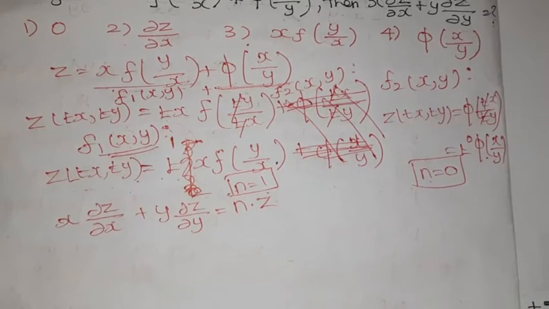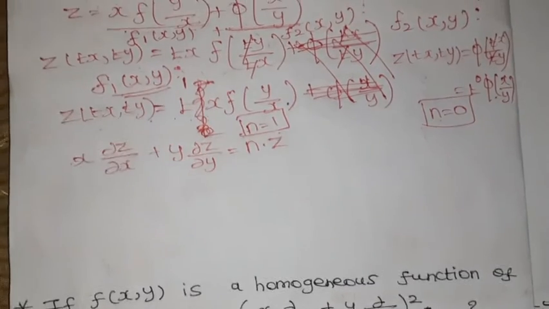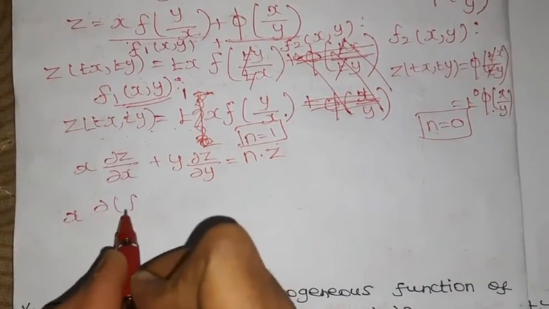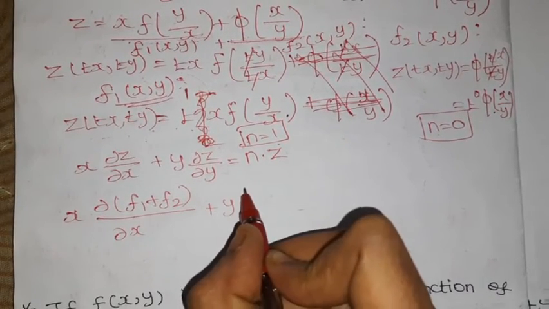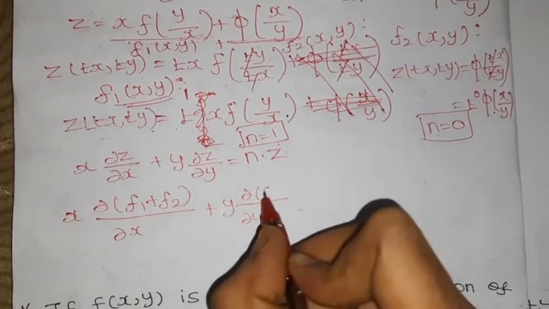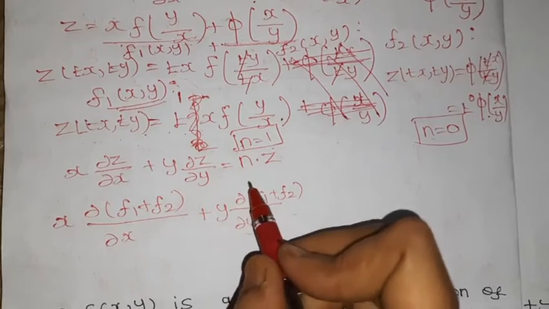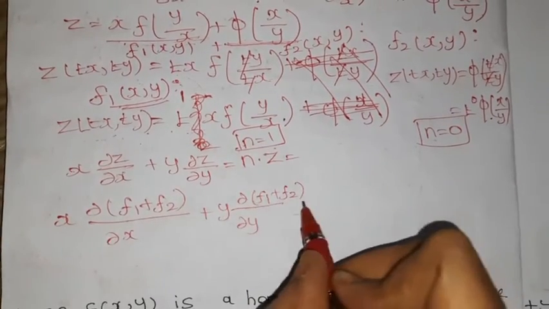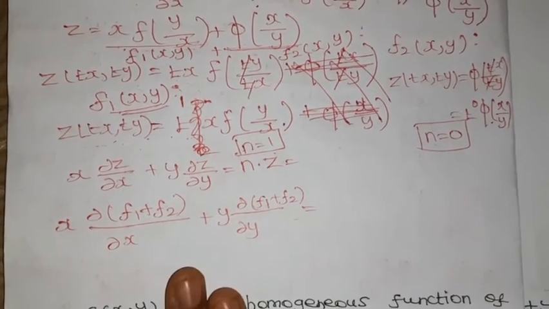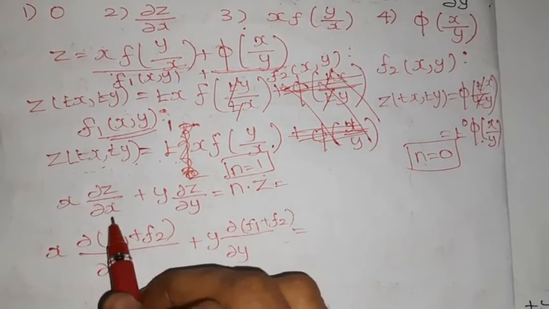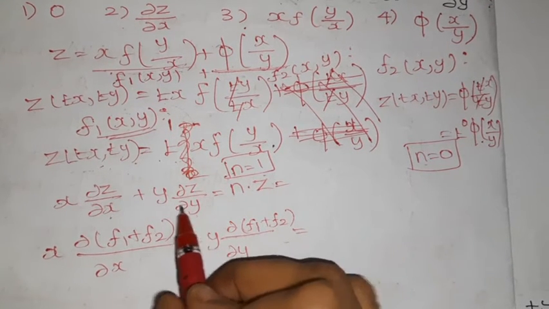So how can we check? This is the general x ∂z/∂x plus y ∂z/∂y equal to nz. So we are going to check it combinedly for f1 plus f2: x ∂/∂x plus y ∂/∂y of f1 plus f2. For that, we will check it later. So for that function, x ∂z/∂x plus y ∂z/∂y equal to ∂z.